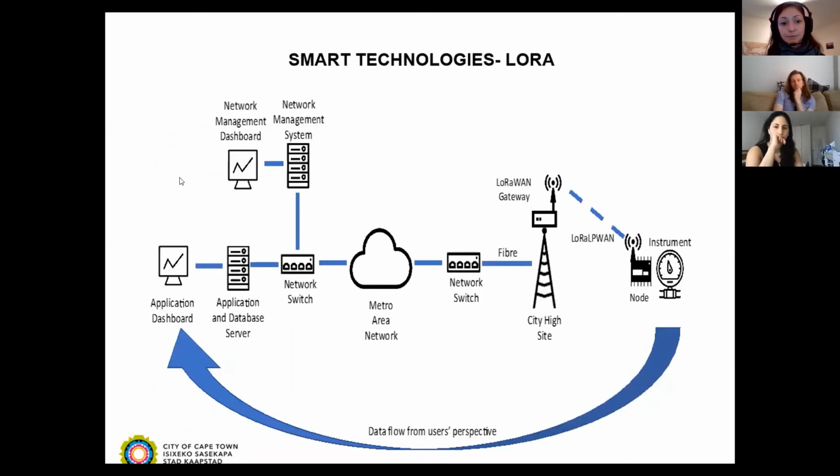From a user perspective, this is how the data will flow. You will have your instrument with a LoRa-enabled logger to your gateway, using our existing metro area network, which in this case could be fiber, back to a database and an application dashboard for viewing.